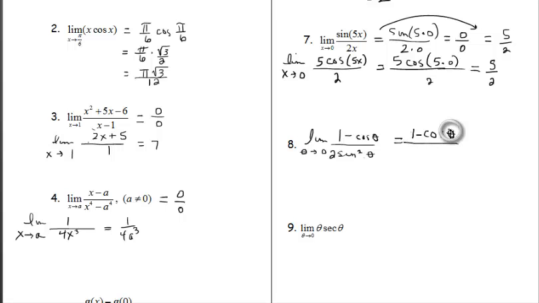So the cosine of 0 is 1, so my numerator becomes 0. The sine of 0 is 0, and if you square it, it's still 0. Times 2 is still 0. All right, so I can try and find the derivative.